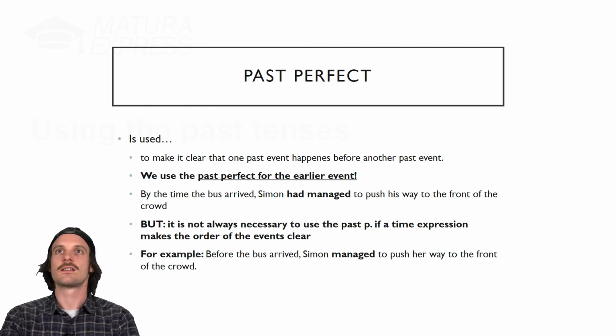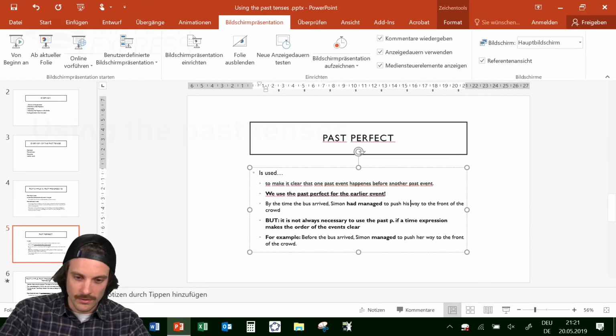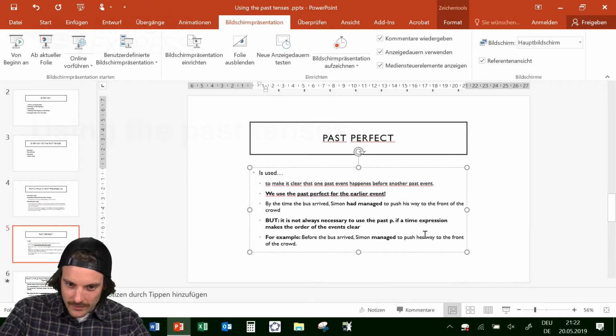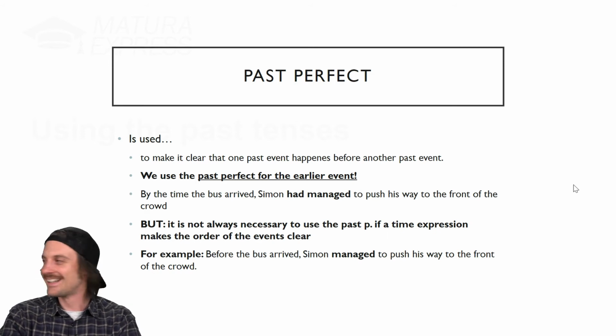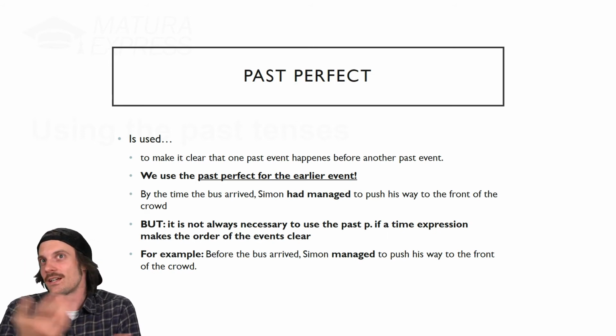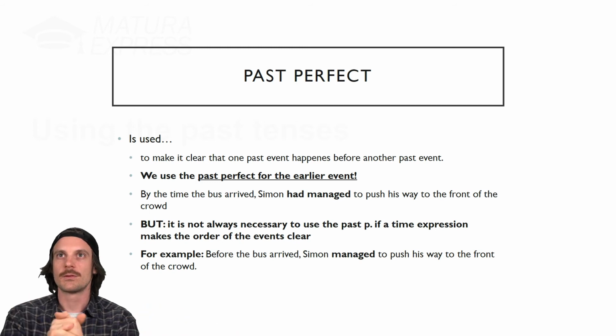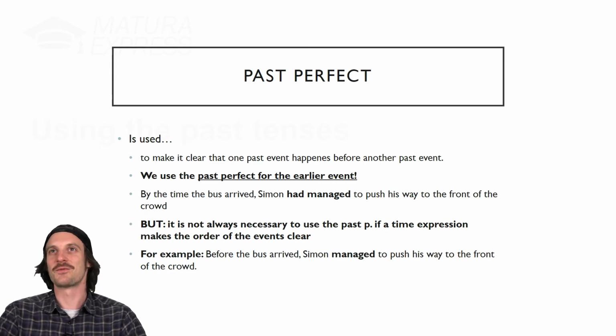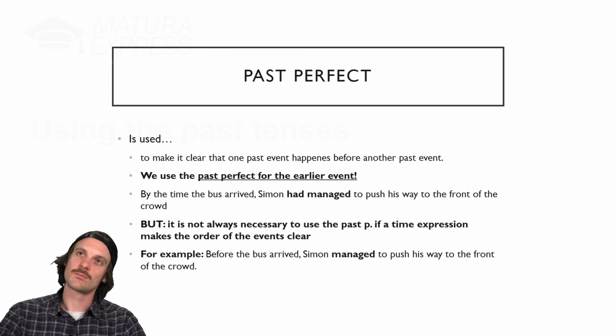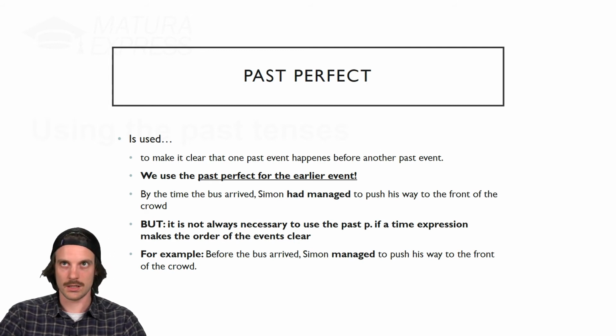In this case, before the bus arrived, so the bus wasn't here, Simon managed to push her again. Come on. Push his way to the front of the crowd. I think I just copied it. And back then, Simon was a girl. Oh, maybe, yeah. Maybe. Yes, that's true. So Simon managed to push his or her way to the front of the crowd. Now, of course, in this case, we just pretend that Simon is a man.